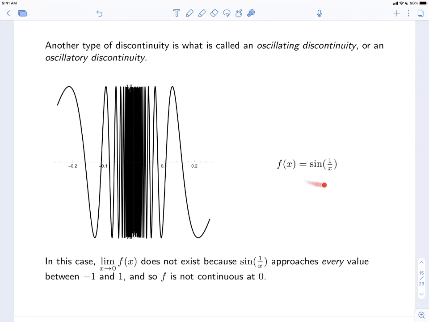The value of sine of 1 over x approaches every single value between -1 and 1 that you can see on this y-axis. That means that there's no way to assign a value to the limit because all of these output values aren't getting close to just one number. They're getting close to infinitely many numbers, all of the numbers between -1 and 1. Since the limit doesn't exist, we can't redefine it, so it's not a removable discontinuity. In this case, it's called an oscillating or oscillatory discontinuity.